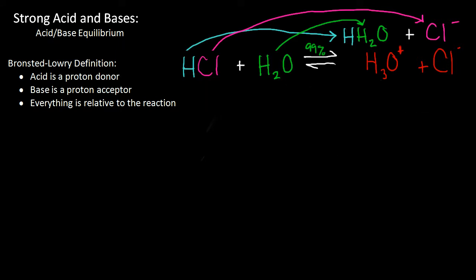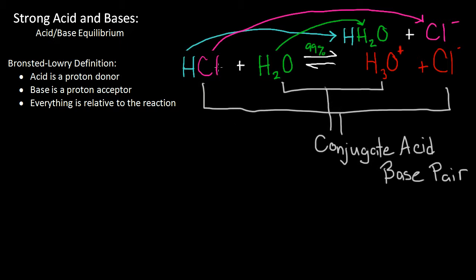Basically all this means is that on one side of the equation, it's an acid, so it has the hydrogen ion, and on the opposite side, it has lost the hydrogen ion, and it becomes the base. Or in this case, it has an extra hydrogen, and it loses it here to form the base. So these are called conjugate acid-base pairs.